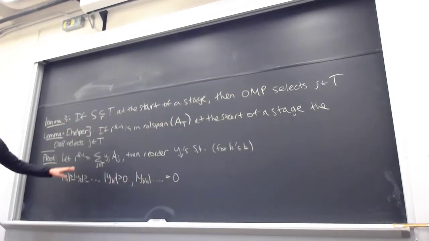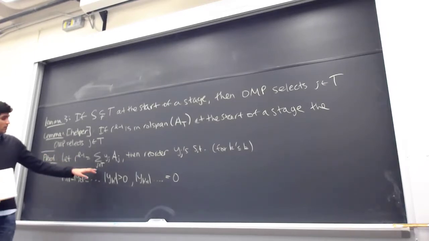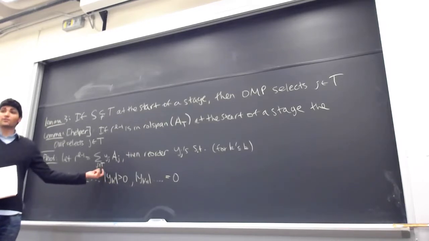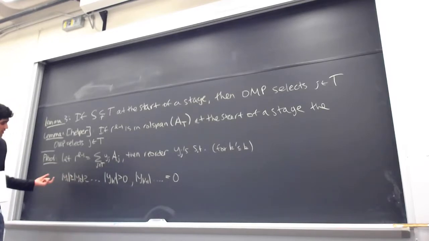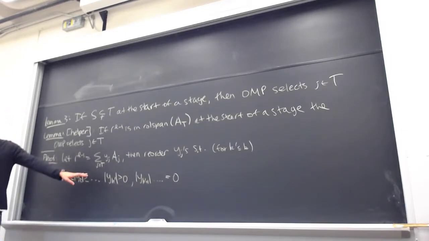So all we're going to do is, you have this purported linear combination of the columns in A, and hypothetically, I'm going to reorganize these y_j's. Now we know that there's at most k of them that are non-zero, because that's the size of T. But there could be even more that are 0, so we could have only k' non-zeros. Let me sort them in this way.